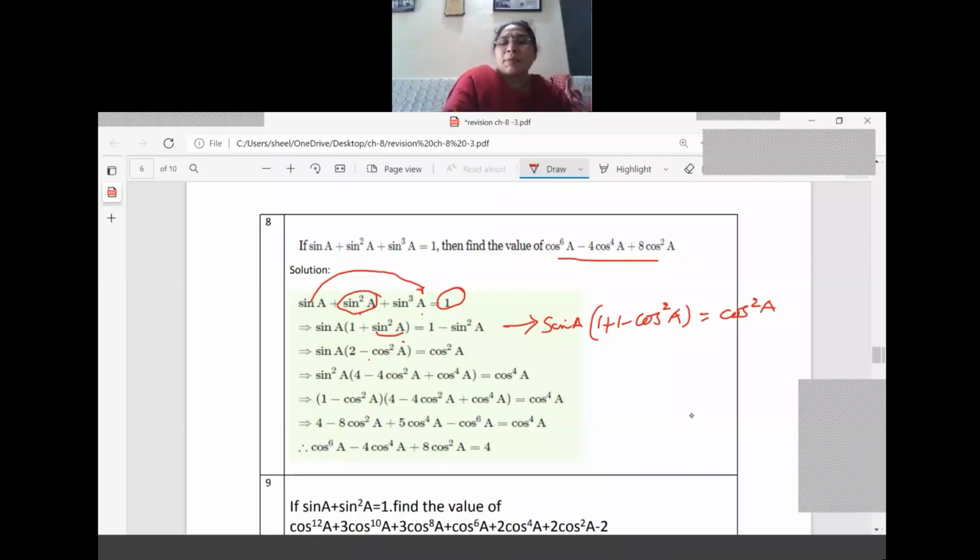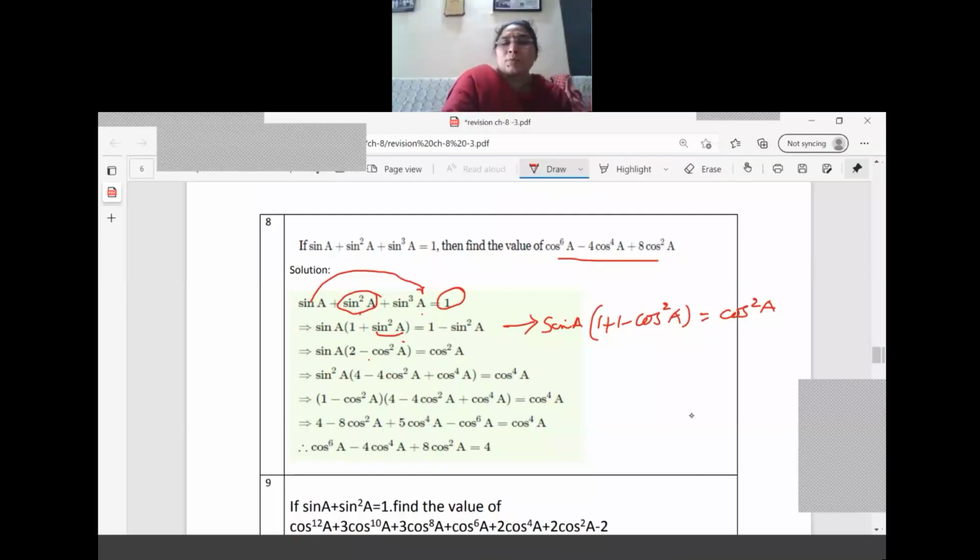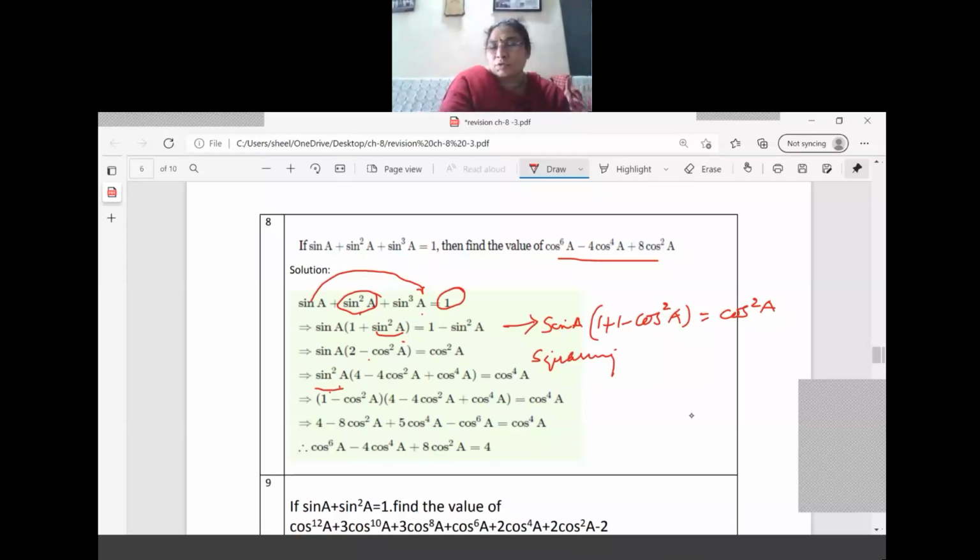Now what is the next step? Expand the bracket only. But here we are doing squaring first. After the squaring, we can go for the expansion. Sine should be removed, so till we get sine square A, we cannot substitute 1 minus cos square A, right? So squaring on both sides we have done. Sine A became sine square A, and 2 minus cos square A became an a minus b whole square form.